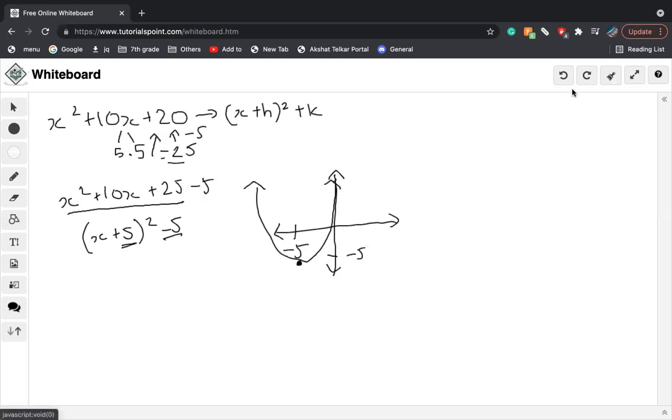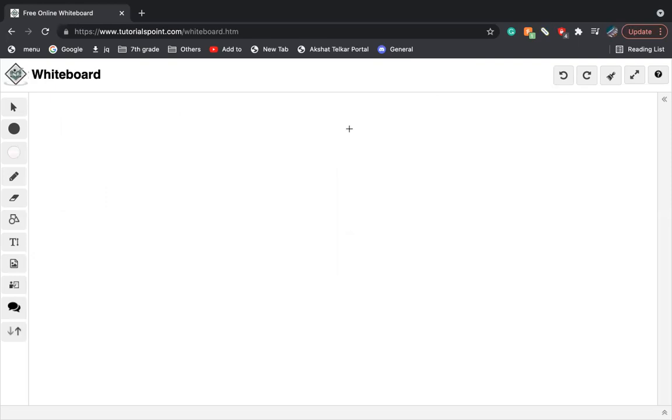Now let me clear the whiteboard, and I will give you another question. The general equation, you should know, is ax squared plus bx plus c, right? But what if this a is not 1? So let's look at the equation right here, and I want you to still present this as a(x plus h) squared plus k.